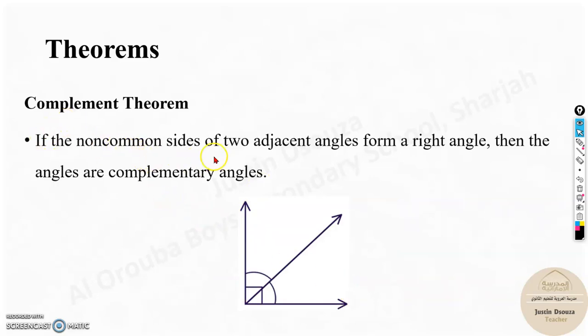Now the complement theorem over here. If the non-common sides of two adjacent angles form a right angle, then the angles are complementary angles. If at all you get the sum of two angles as 90, it'll be complementary. Always remember, complement is something right. So right angle is 90.